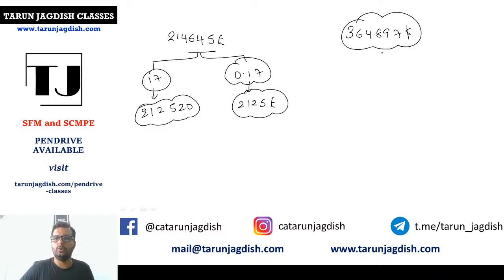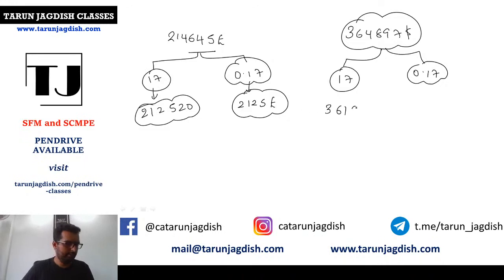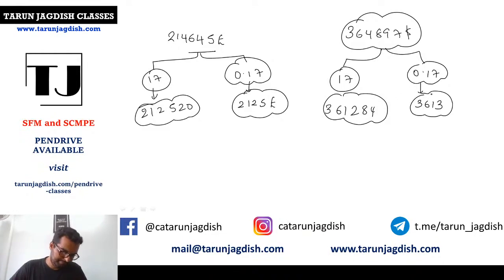Similarly, the $364,897 will also come in the ratio of 17 to 0.17. 364,897 divided by 17.17 into 17 will be 361,284, and here it will be the balance, that is 3613. Can you please draw this chart also in your books now?